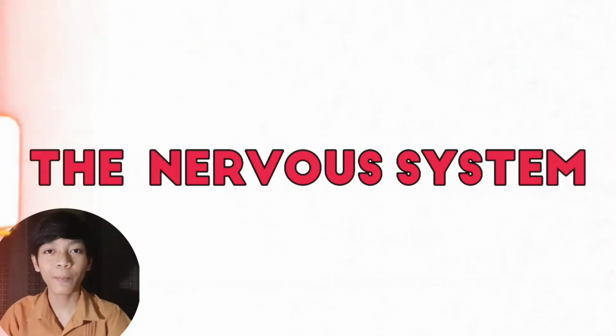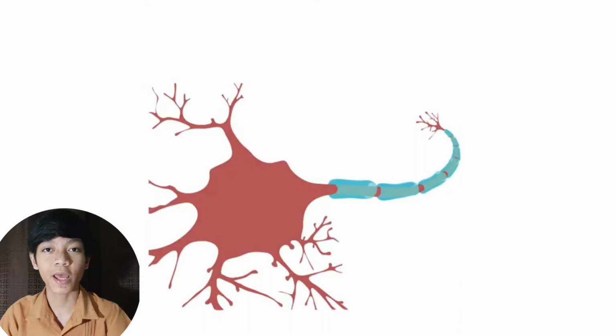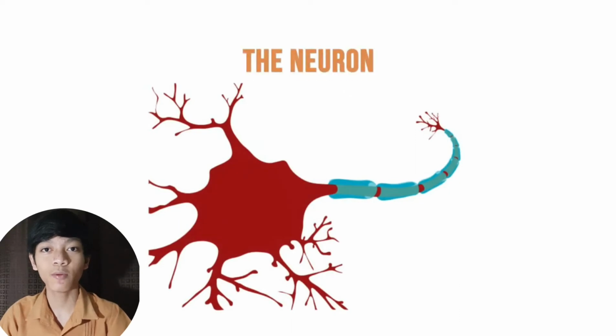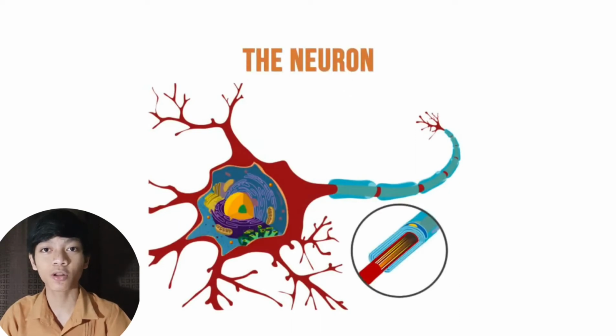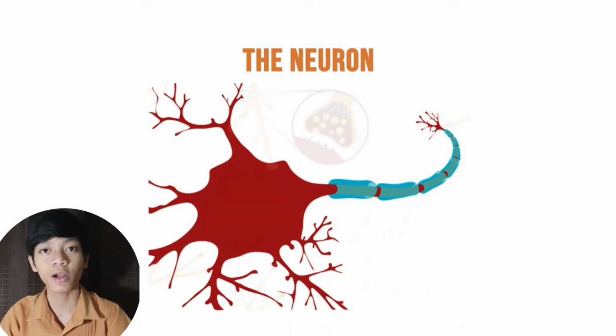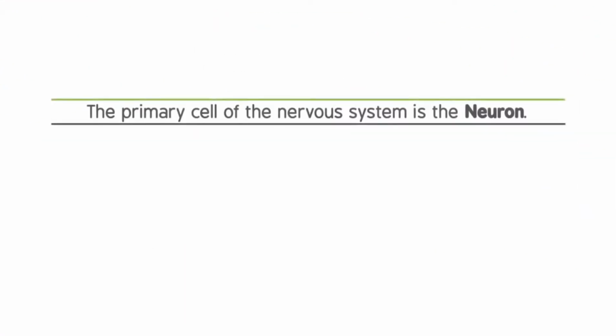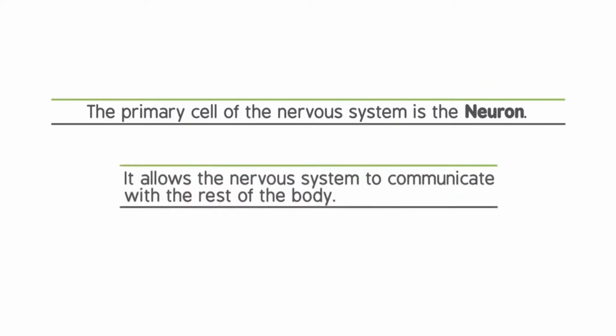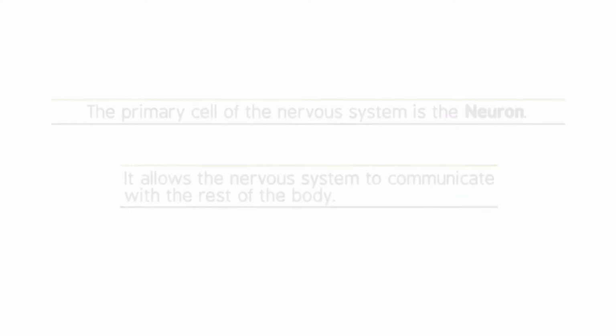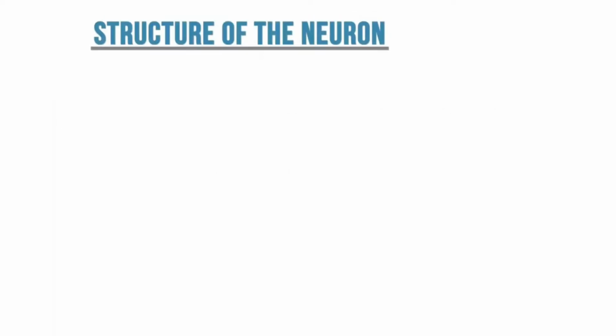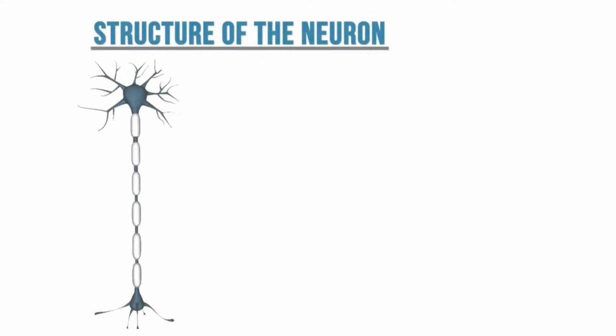First, we will talk about the primary cell of the nervous system, the neuron. We will talk about the structure of neurons and also how they come together to form an entire network of nerve cells. The neuron is a very fascinating and vital portion of the nervous system because it allows the nervous system to communicate with the rest of the body.